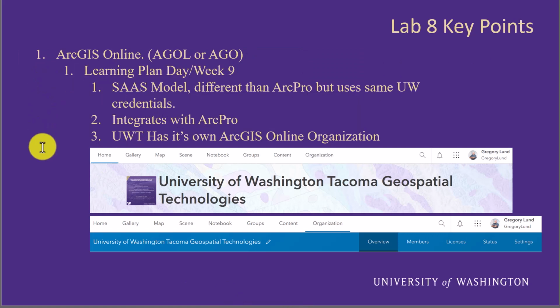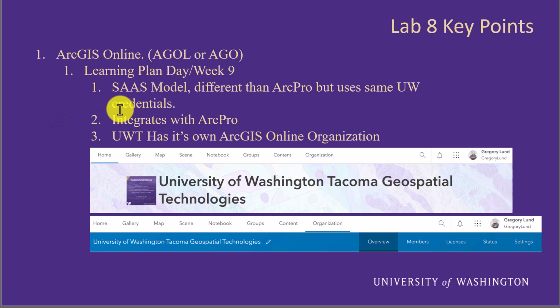Some key points. You'll be using ArcGIS Online in Lab 8. It's often abbreviated as AGOL or AGO. I'm not sure which Esri prefers, so I use both. ArcGIS Online, or AGOL, is a SaaS model, software as a service. And that means that it's different than ArcPro. It's a service that you can access from any web browser, including a Macintosh computer or a Mac computer or Apple computer, whatever they're called these days.